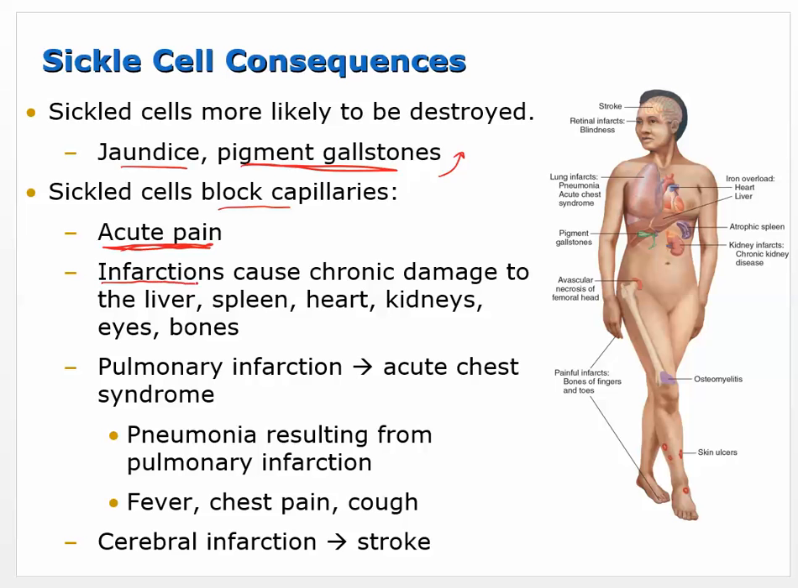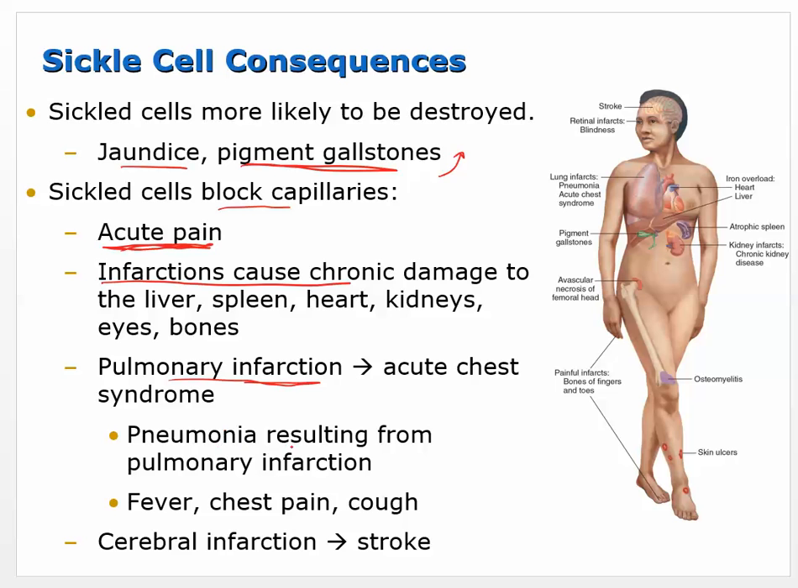Okay, infarctions, that's when we have damage. We actually have tissues that are dying, causing chronic damage to the liver, the spleen, the heart, the kidneys, the eyes, the bones. As you can imagine, when you're blocking blood flow for an extended period of time, it can cause some very serious damage in lots of different places, these organs that are listed here. Okay, pulmonary infarction, so damage to the lungs.